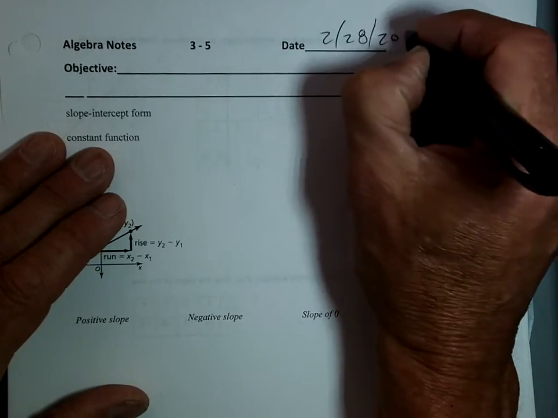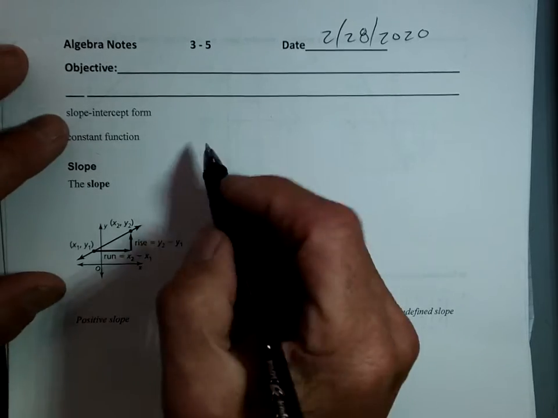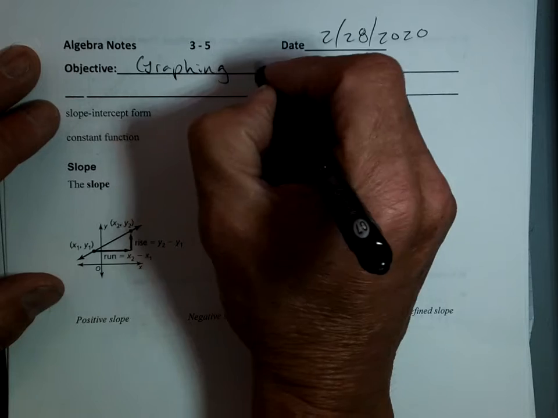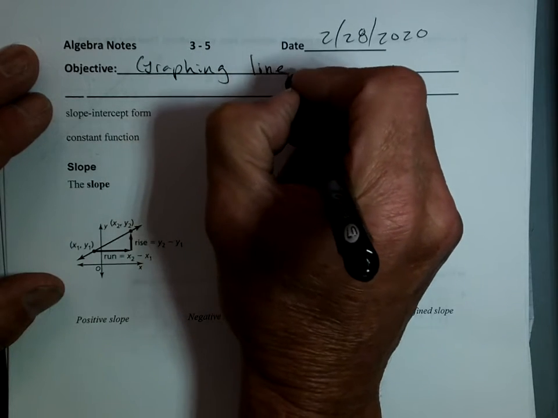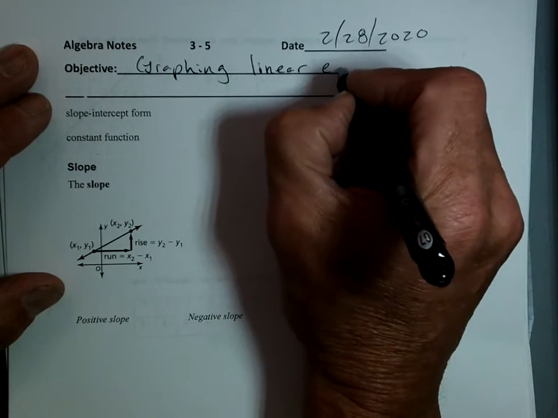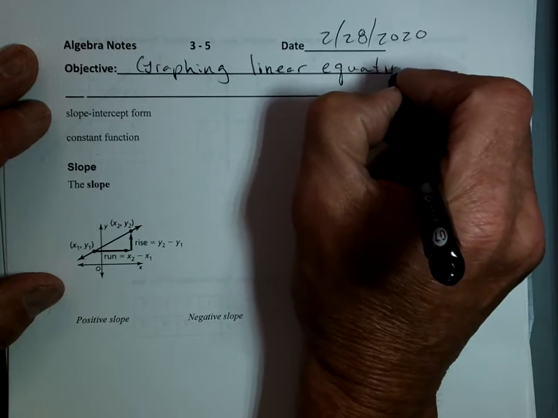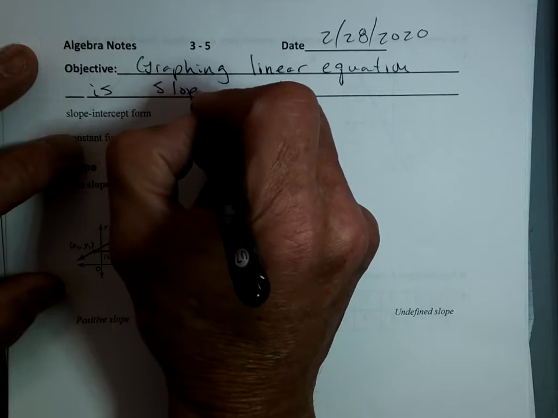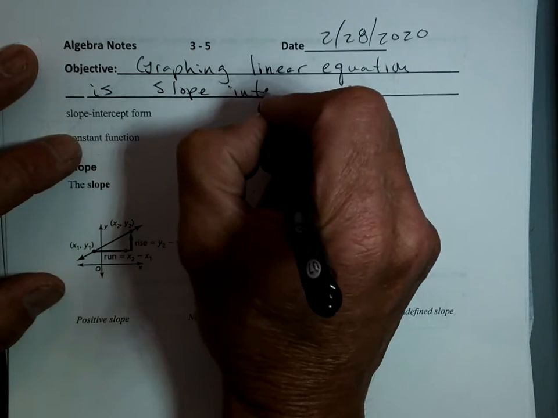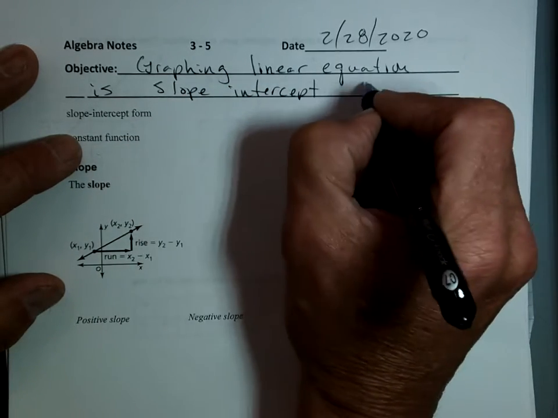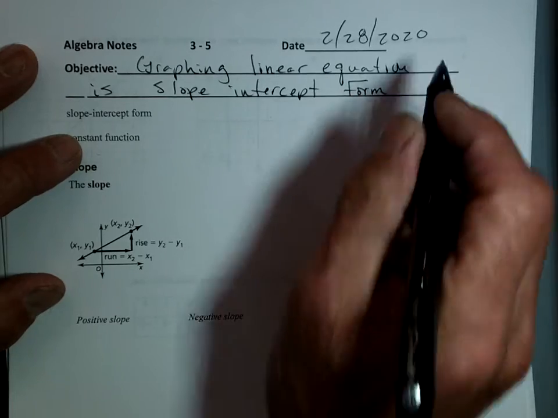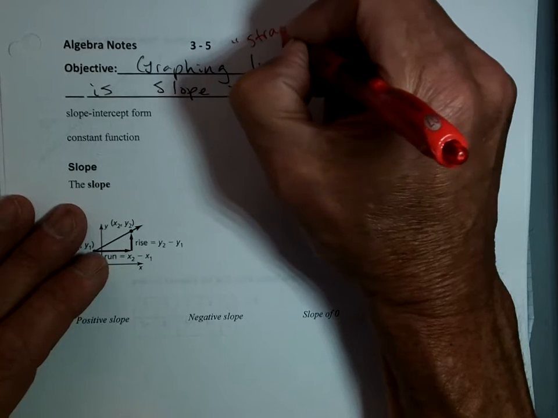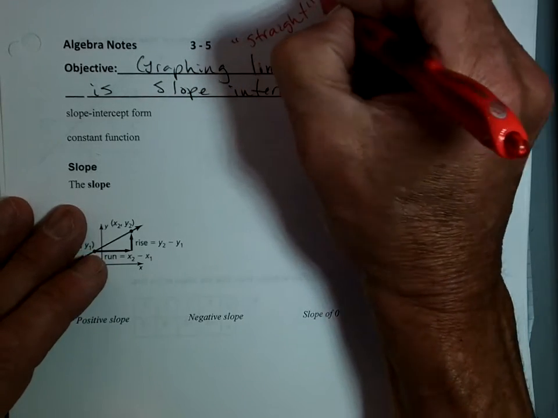2/28/2020. Okay, so our objective really is graphing lines. Graphing linear equations in slope-intercept form, because linear means straight. So what we keep talking about is the word linear means straight, and all these lines we're graphing, they are straight.